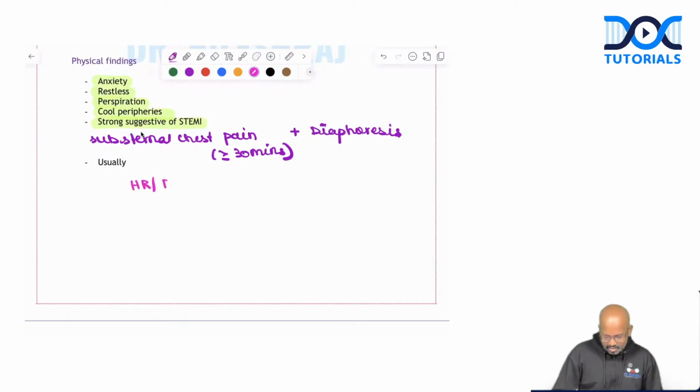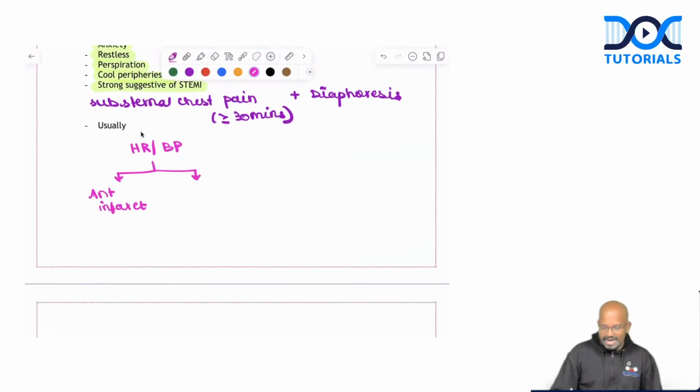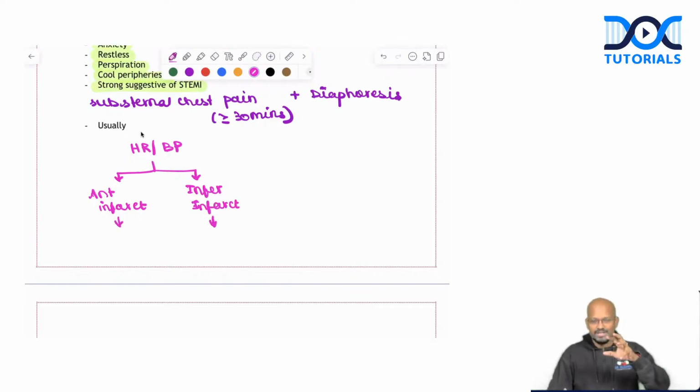Usually, heart rate or blood pressure will be altered a little bit, but it depends on whether the patient is suffering from an anterior infarction or an inferior infarction. As sir was previously explaining, anterior and inferior are the most common areas where the patient might land up in a myocardial infarction.